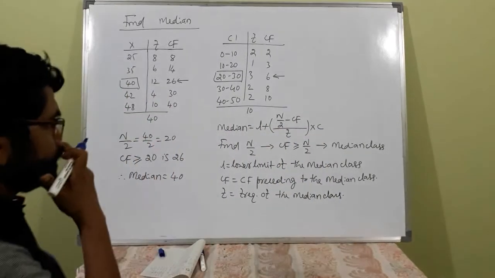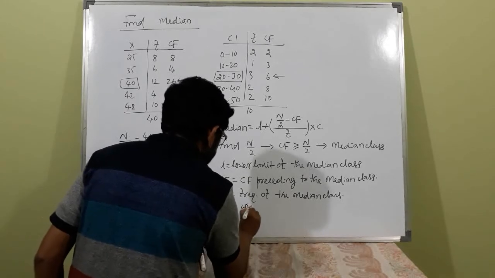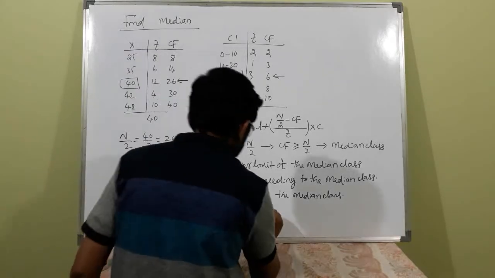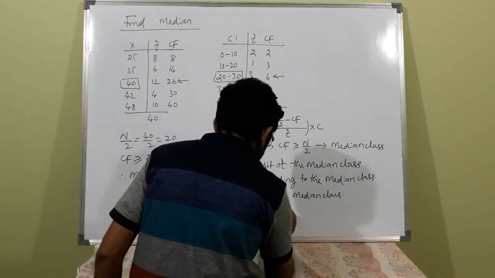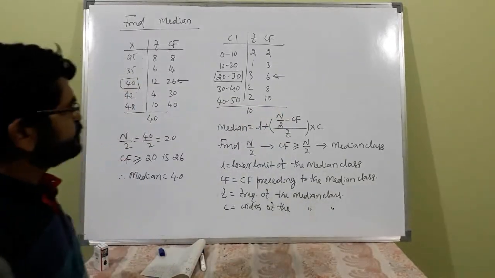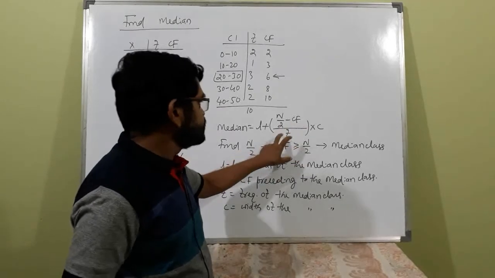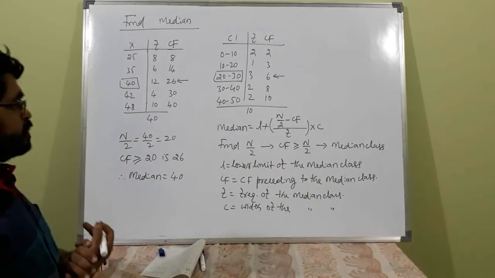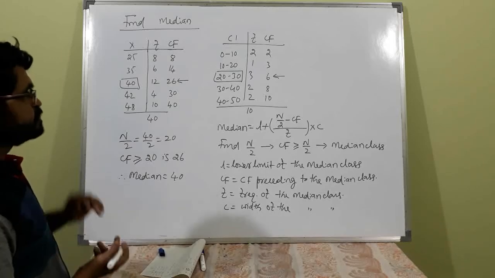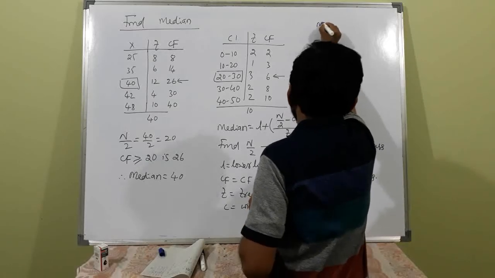Frequency of the median class. C is width of the median class. Now L, n by 2 already you know, CF, F and C. What is the lower limit of the median class here? We will start here.